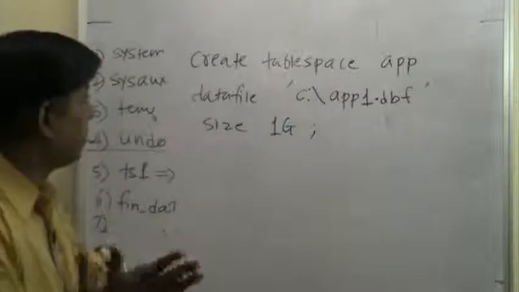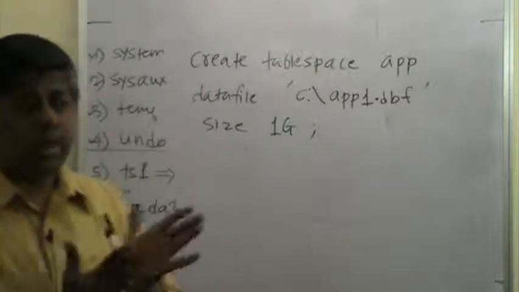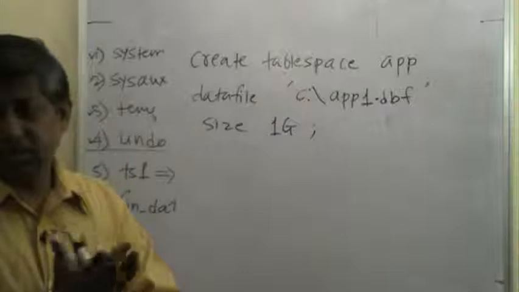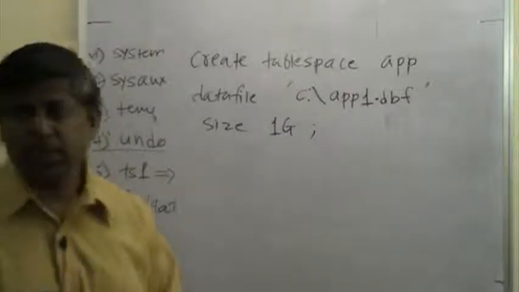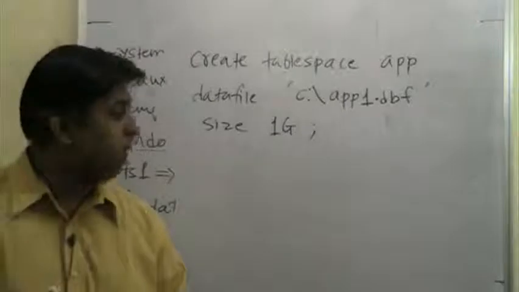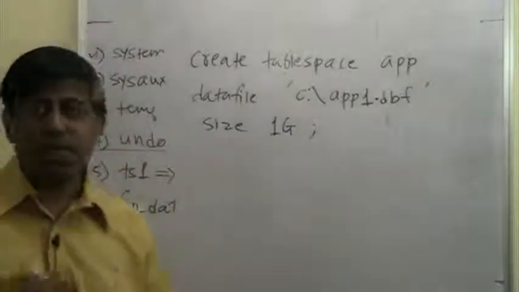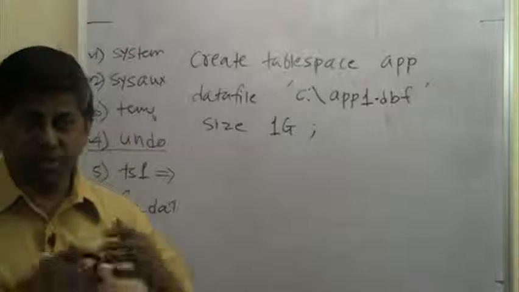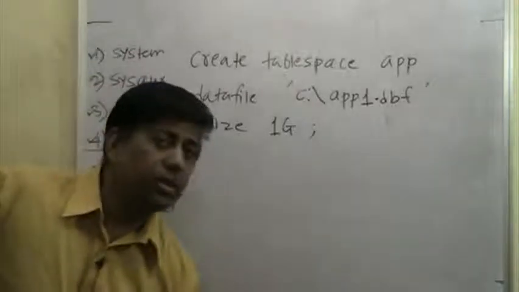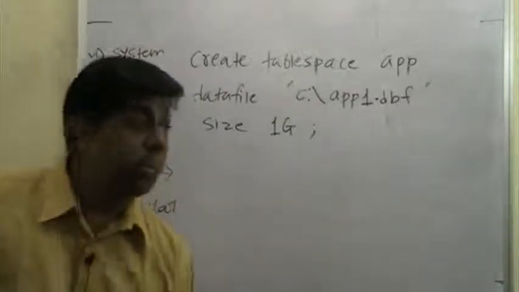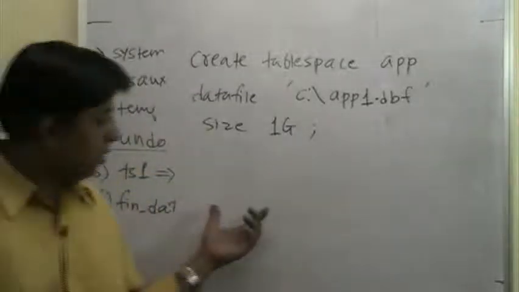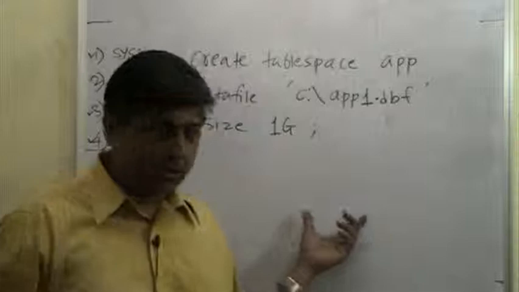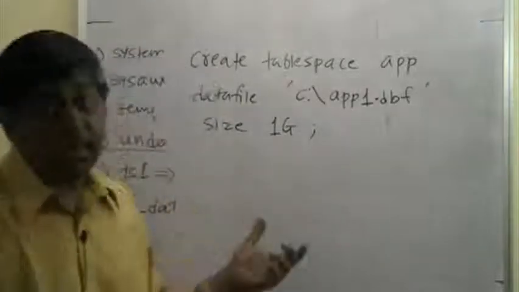The size of this table space would be 1 gigabyte. How many data files would be there in this table space? 1. So right now the size of the table space is the same as the size of the data file in that table space. Now I will create quite a few tables in this table space, and the table space will become full. How can I find out when the table space becomes full or not? Using db_free_space. Okay, that we have seen that. db_free_space will tell you how much space is free within a table space.